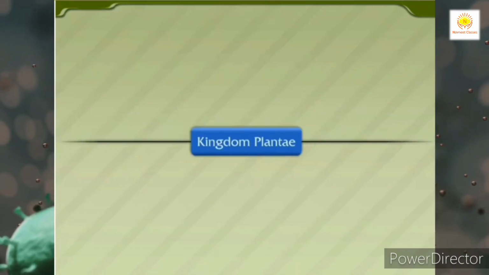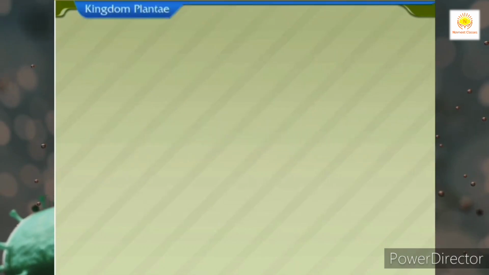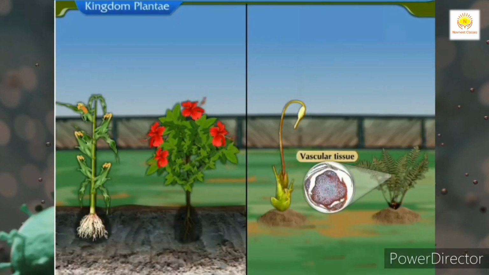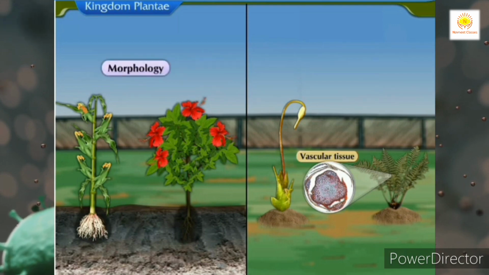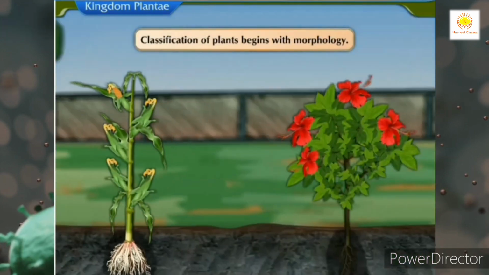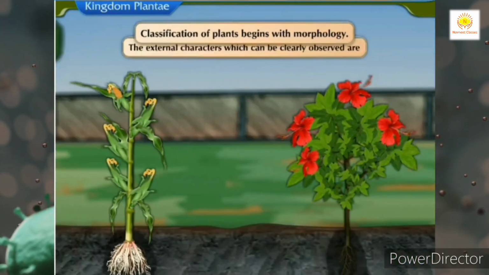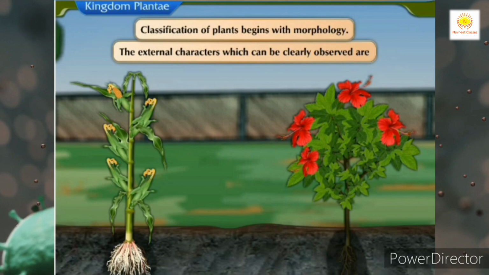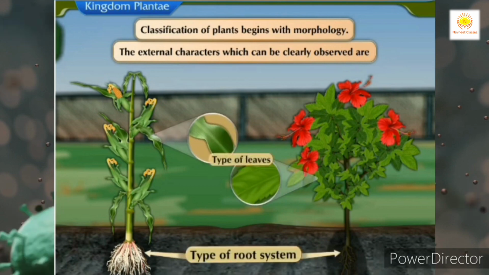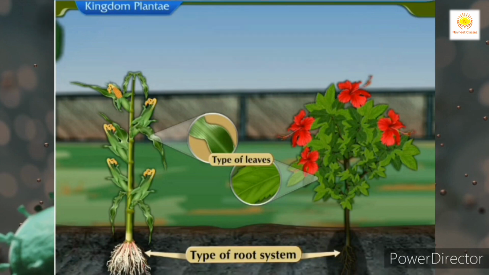Kingdom Plantae. When we consider the basis of classification for plants at the primitive level, we consider morphology and later on the anatomy. The classification of plants begins with morphology. The external characters which you can clearly observe are type of leaves, type of root system, etc.